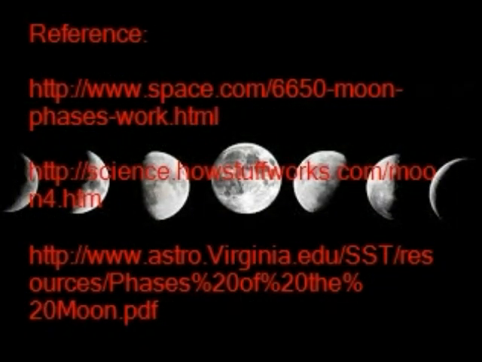In conclusion, moon phases are the direct result of sunlight, Earth, and the moon's 29-day orbit.